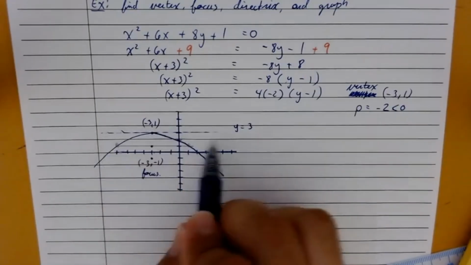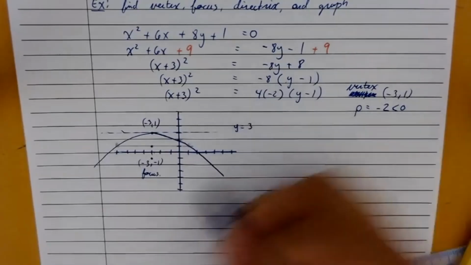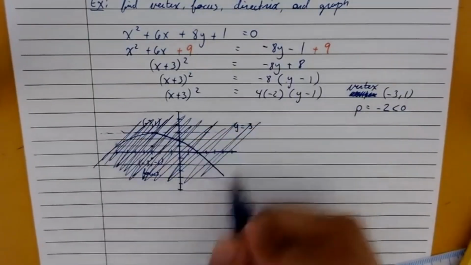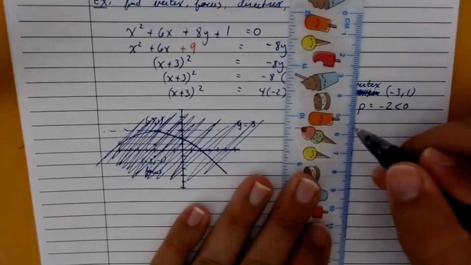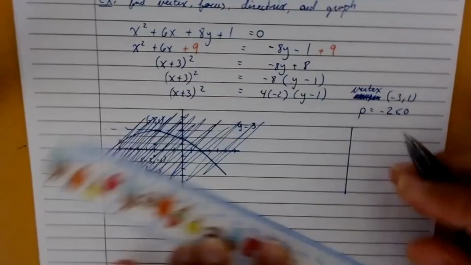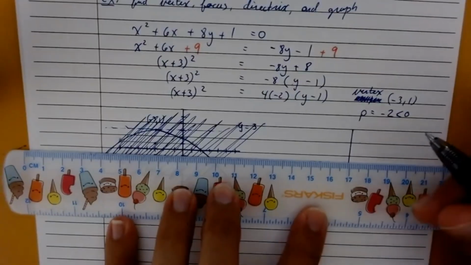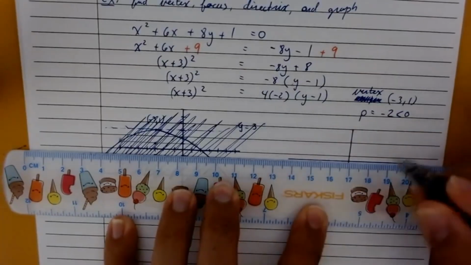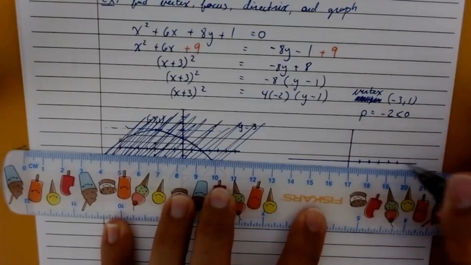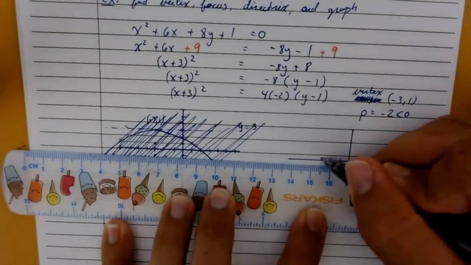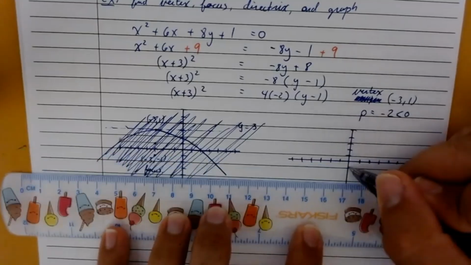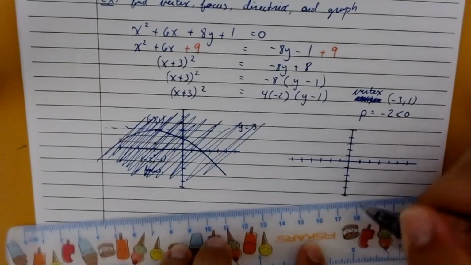That point is on my latus rectum. I'm supposed to be using this point, which is my vertex. So let me graph that again. All of this is fine. I just graphed it too high. All right, let's try that again.